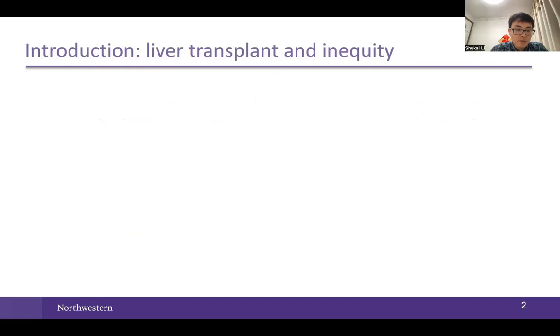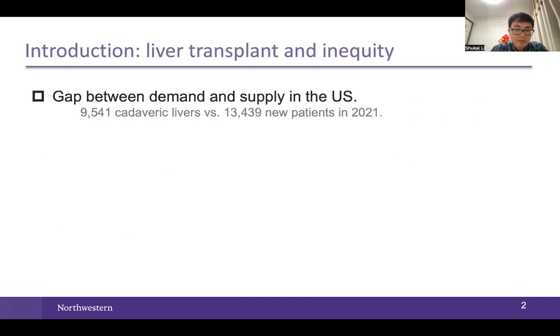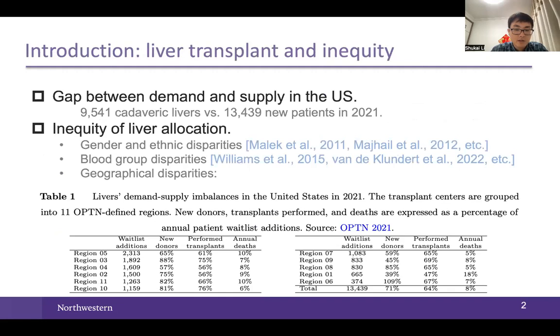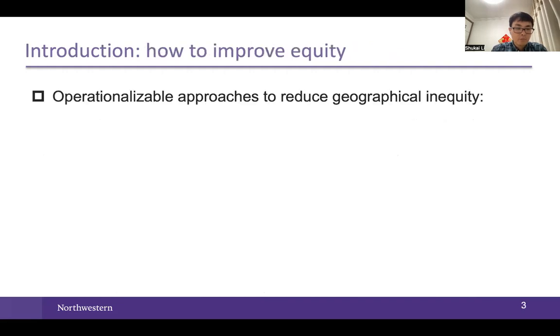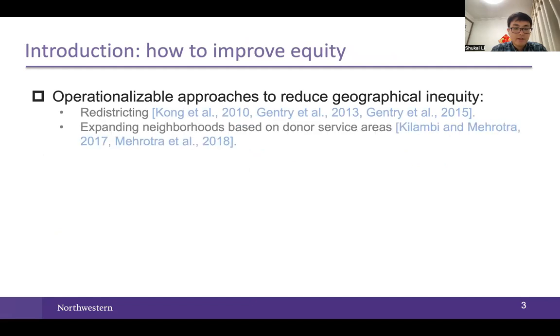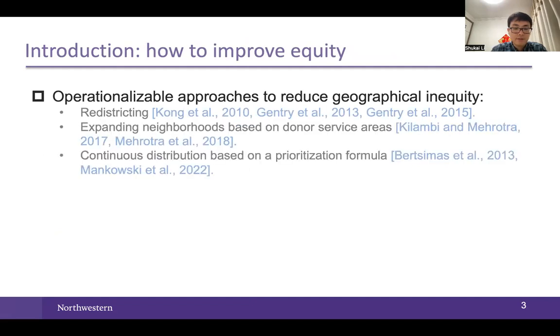As a quick introduction to the motivation, we have a global scarcity of cadaveric livers. This scarcity has led to pronounced allocation disparities, notably in terms of gender, ethnicity, and blood groups. Geographic inequalities have also gained extensive research attention recently. Several operational approaches have been proposed to reduce geographic inequalities. Examples include restricting, expanding neighborhoods, and continuous distribution.